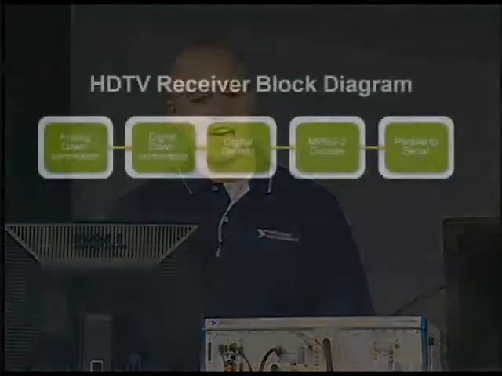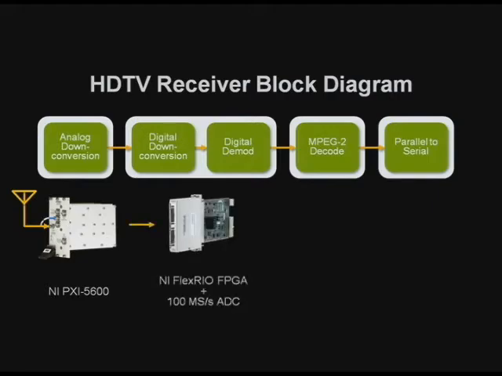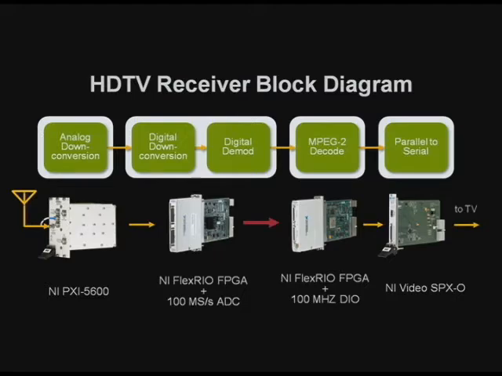So this system acquires an RF signal, down-converts it, demodulates it, decodes it, and then sends it out to the TV for display, all in real time. The RF signal that we're acquiring contains a modulated MPEG-2 stream, while our hardware consists of a PXI Express chassis, a PXI-5600 RF downconverter, 2 FlexRIO devices for the I/O and signal processing, and then a serializer module to take digital data and send it to the TV over HDMI. So this system has 2 of our FlexRIO FPGA products. Tell us what you're doing with those.